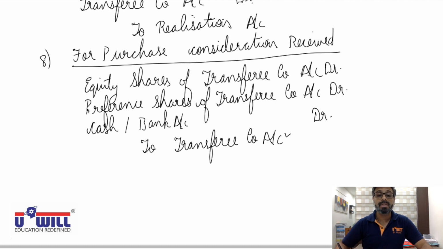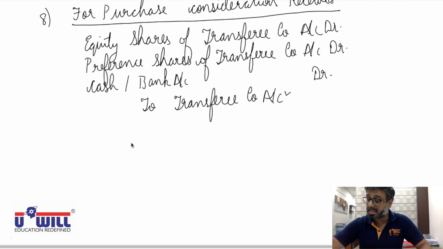Preference shares come in, debit what comes in, preference shares of transferee company account debit. Cash comes in, debit what comes in, cash or bank account debit. Transferee company is the giver, credit the giver, to transferee company account. Okay, so 2 entries of purchase consideration.